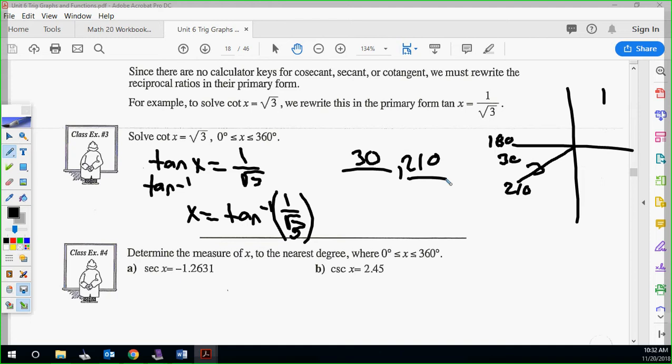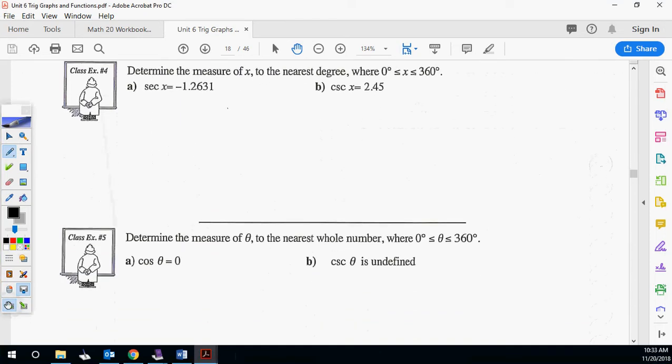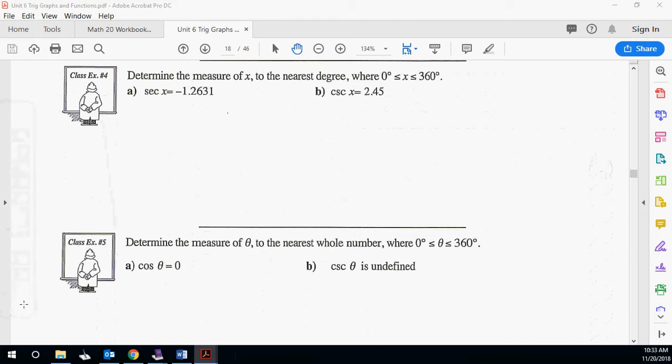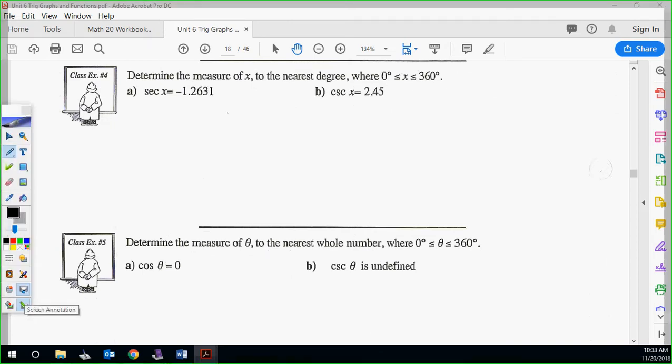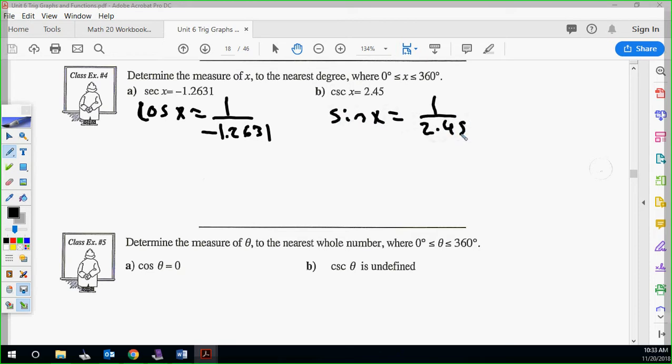All right, go and try these ones. Determine the measure of x to the nearest degree. So they're giving you the inverse one still. So secant's the inverse of what? Cosine. So you're going to do cosine x equals 1 over negative 1.2631. And then cosecant, you're going to do sine x equals 1 over 2.45. Okay, and then inverse from there. Go ahead and try to calculate that. I'm going to pause the video, let you do that.